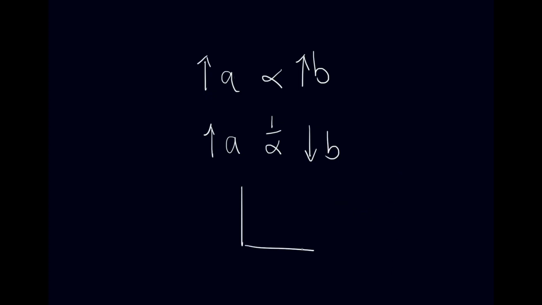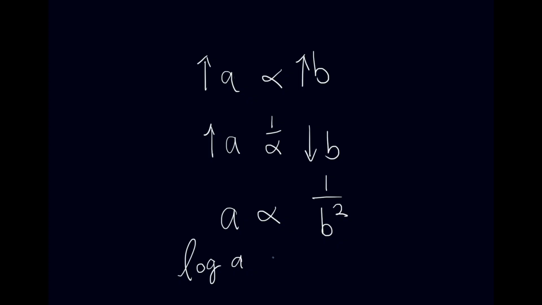If we have a relationship that's not directly linear, but instead exponential or logarithmic, then we can also include that in our expression. For example, we can write that A is directly proportional to 1 over B squared. Or we can say that the log of A is directly proportional to B.